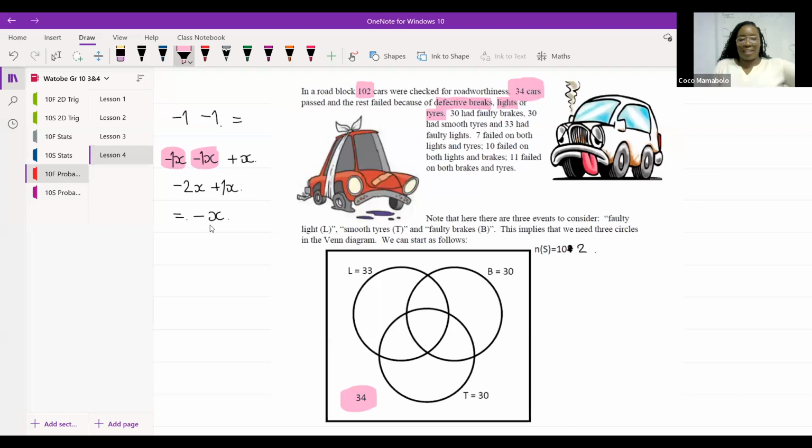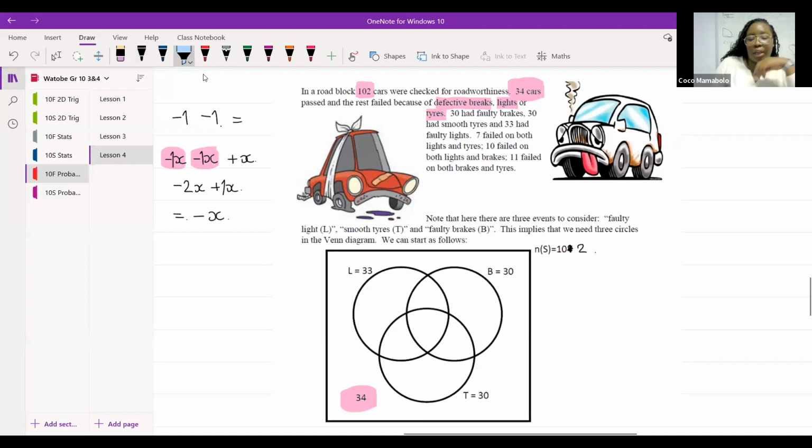Siamtanda, what is all of this telling us? Let's think about this. Ma'am, first we have to start in the Venn diagram with the point in the middle where all 3 circles intersect. Yes. All right, so what are we going to put there? 30. Why are we putting 30 in the middle? Because all 3 had faulty brakes, all 3 had smooth tires.